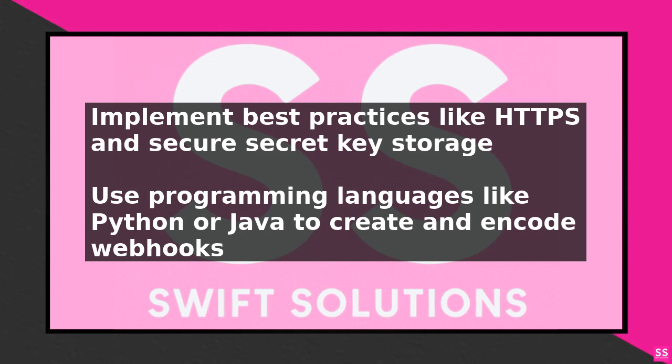For example, in Python, you can use the Flask framework to create a webhook endpoint and the HMAC library to verify the signature. By following these steps and best practices, you can successfully encode the Bill.com API webhook and start receiving notifications for events such as invoice creation or payment receipt. This will enable you to automate your billing and payment workflows and improve the efficiency of your business.